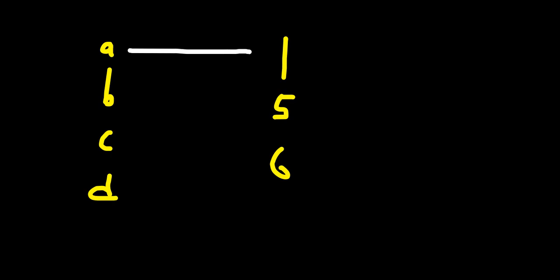Then another arrangement. Let's say you have A, B, C, and D. On this other side, let's say you've got 1, 5, and 6. Let's say this one is mapping to that one. C is mapping to 5, your D is mapping to 6. But now your B is not mapped to anything, and this is your input value of X. It's not mapped to anything. So this one is also not a function, it is just a relation.